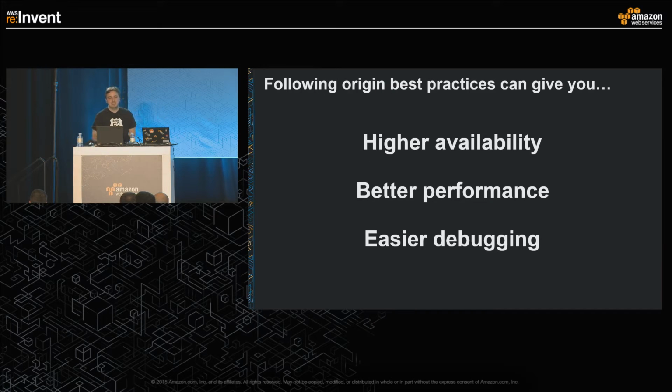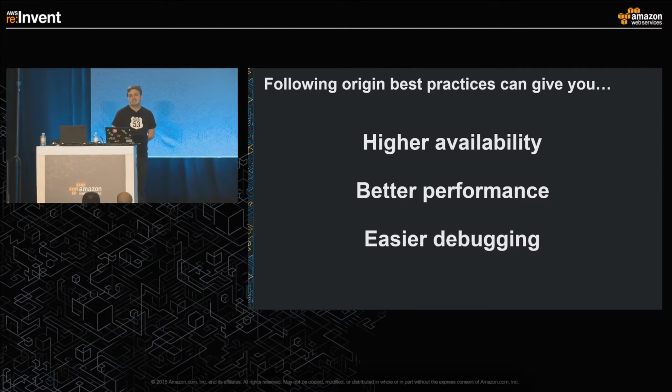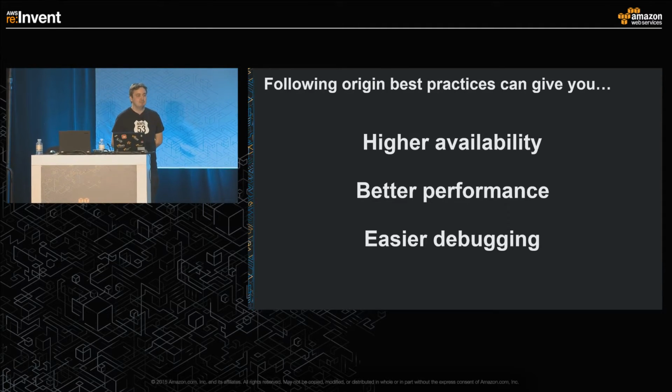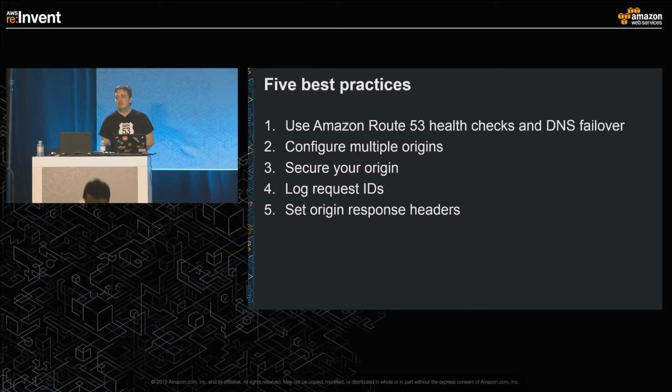So today I wanted to focus specifically on some items that you can follow to improve your availability, get better performance, and make it easier to debug your application as well as debugging any trouble you may have when running CloudFront. So the 5 items I picked out specifically for this talk are utilizing Route 53 health checking and DNS failover for your origin, configuring multiple origins, securing your origin, either if you're using an Amazon S3 origin or a custom origin such as an Elastic Load Balancer, logging request IDs, and these are the request IDs that CloudFront sends, or generating your own request IDs to make it easier to find specific requests from your customers. The 5th item I wanted to speak about is setting origin response headers, and these are HTTP-specific response headers.